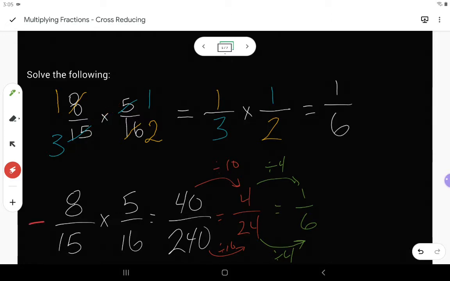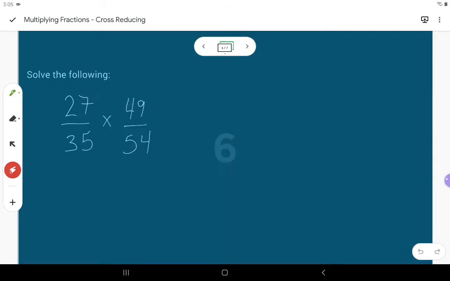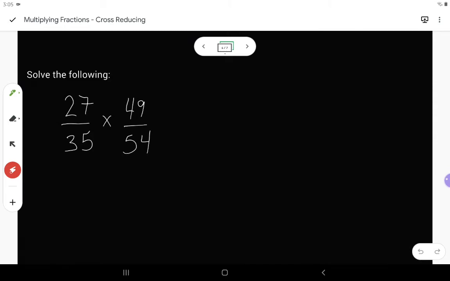Now, you won't be wrong if you do it like this, but chances are you're going to have a harder time putting your answer into lowest terms than those of us who are going to cross-reduce. So I really want you to be practicing your cross-reducing. Oh, look at this. There's no way in the world I'm multiplying these two guys.